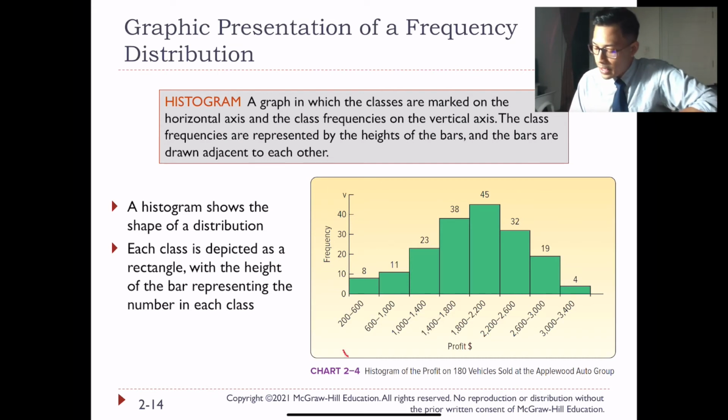Basically, this is a graph in which the classes are marked on the horizontal axis and the class frequencies on the vertical axis. The class frequencies are represented by the heights of the bars. So for example, here there are 8 observations of profits between $200 and $600, and in this particular case there are 45 profit observations between 1800 and 2200. An example of a histogram.